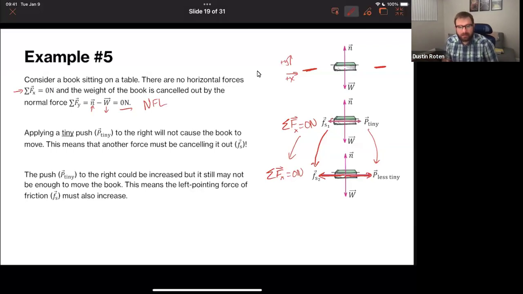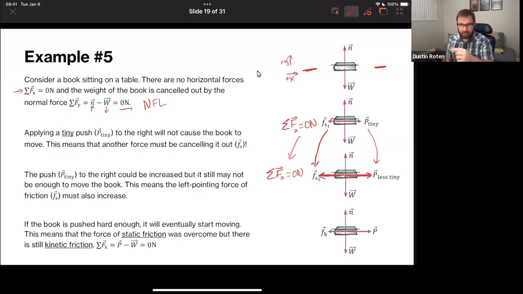Now, obviously, I can push on this hard enough to make this book start moving. And as soon as that happens, that means the static friction was overcome. So I broke static friction, but obviously you can still feel resistance when you're pushing something across carpet, even though it is moving. So in that situation, I've overcome static friction, but there's still kinetic friction.